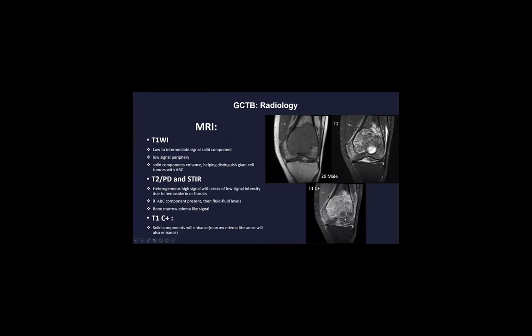So these are very typical MRI findings. If ABC-like areas are present, of course, we would expect to see fluid levels, but this is a coronal plane, as if you're looking straight into the knee. This is not where we would expect to see those fluid levels. Because it's a dependent finding, we would expect to find those on the axial plane.